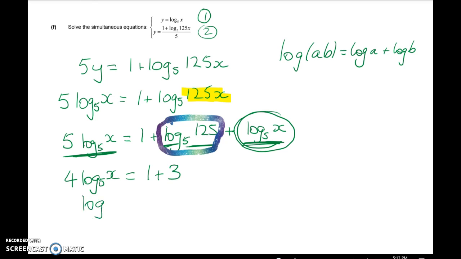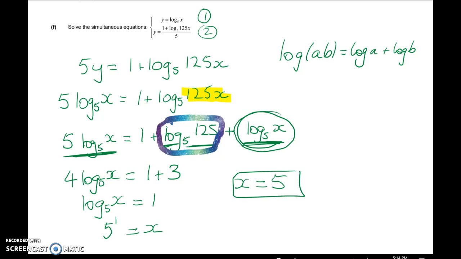Now, dividing both sides by 4 gives me log to base 5 of x is equal to 4 over 4, which is 1. So the next line gives me 5 to the power of 1 equals x. So x is equal to 5.